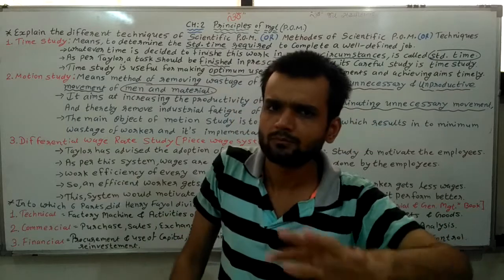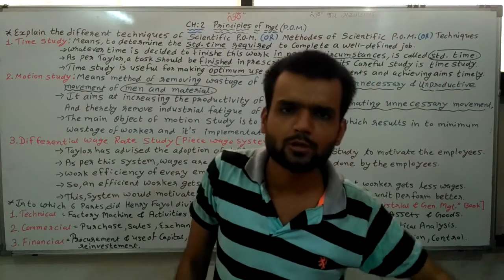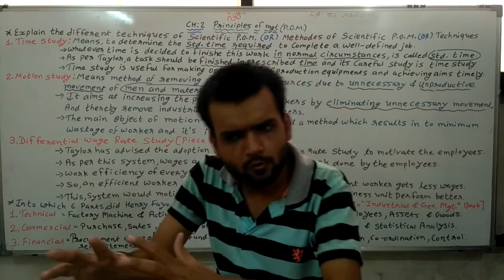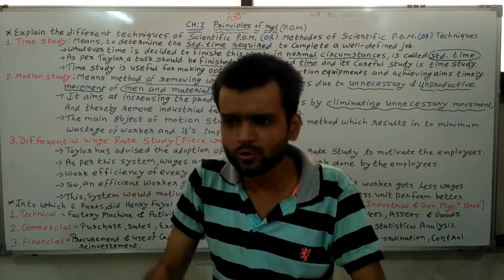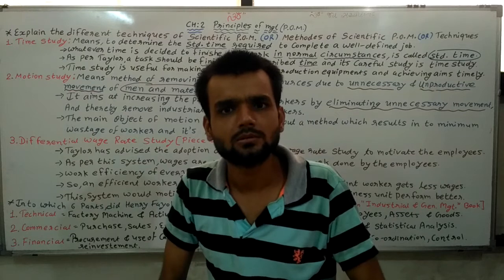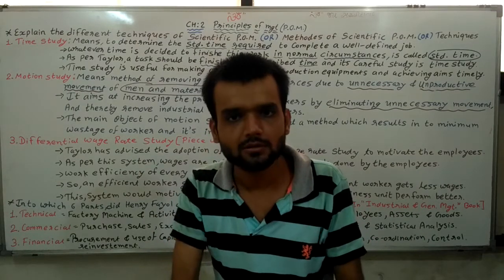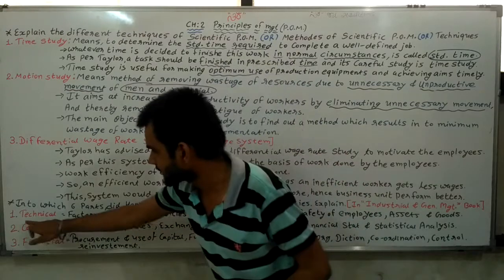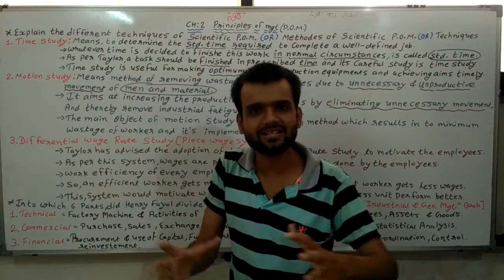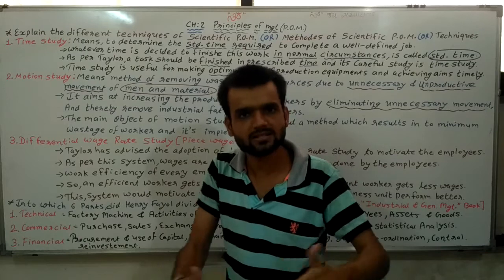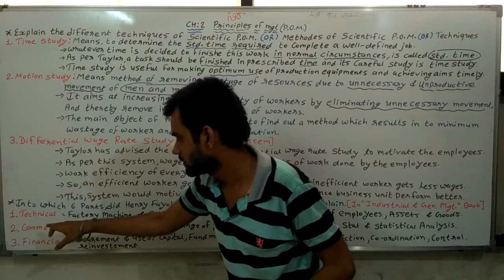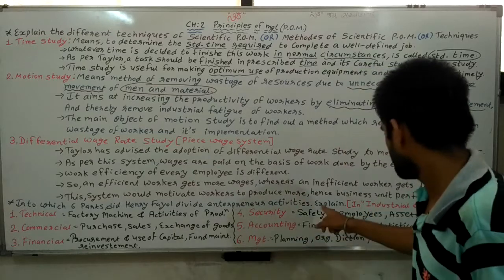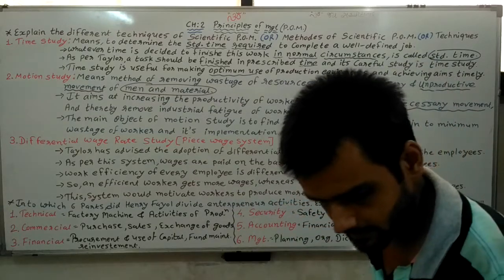So first of all, for the production process, you need machineries. You need workers. You need engineers. Definitely you need them. So that is one part of the factory. Technical. It's a technical department, we can say. So technical activity.